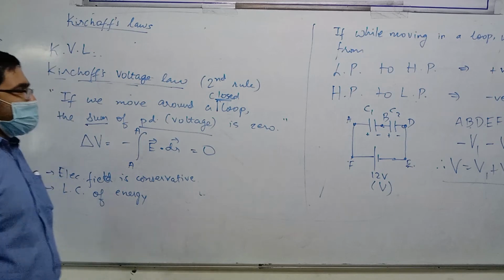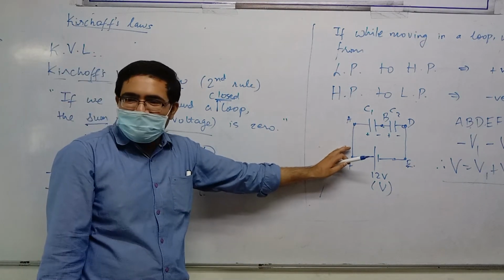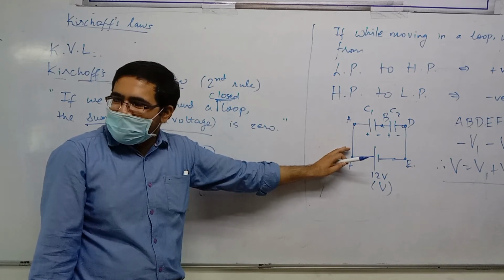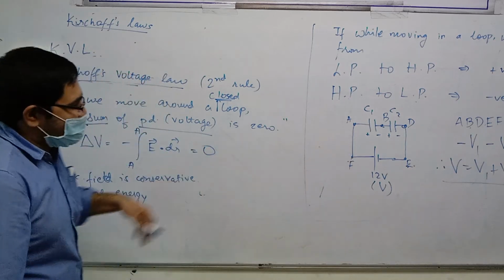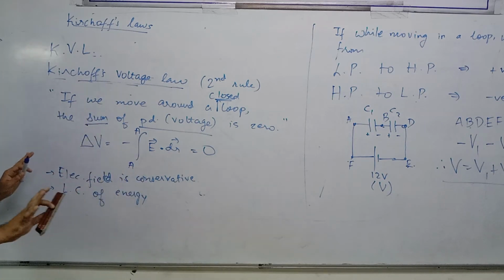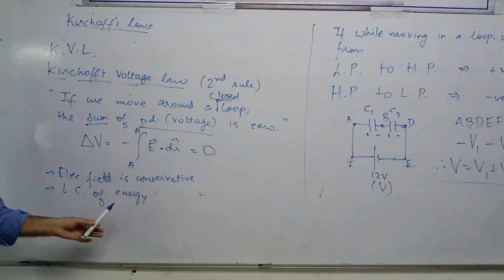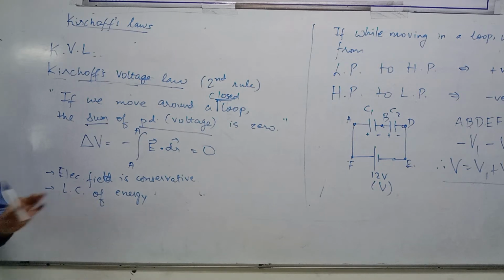Okay. Of course, this is the simplest application. Let's take one more. So these are the two rules. That's it. The first rule is due to conservation of charge. The second rule is due to the electric field being conservative, or you could say it is because of the law of conservation of energy. Got that? Clear? Fine.